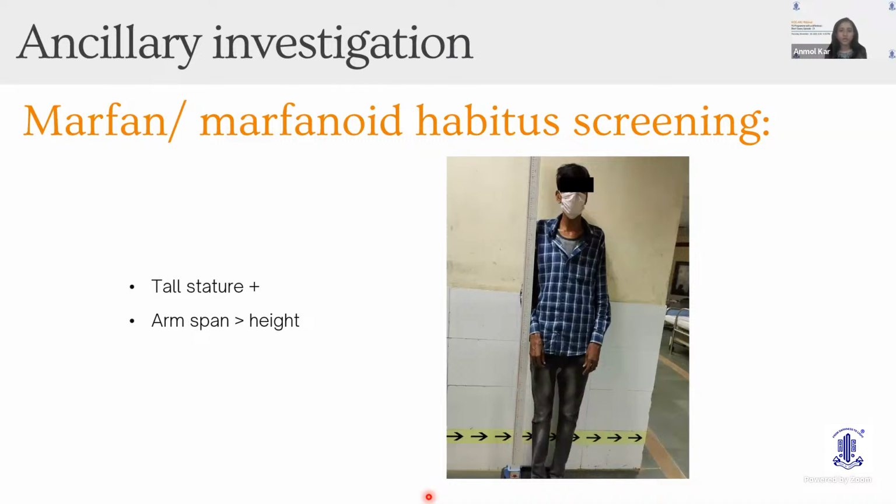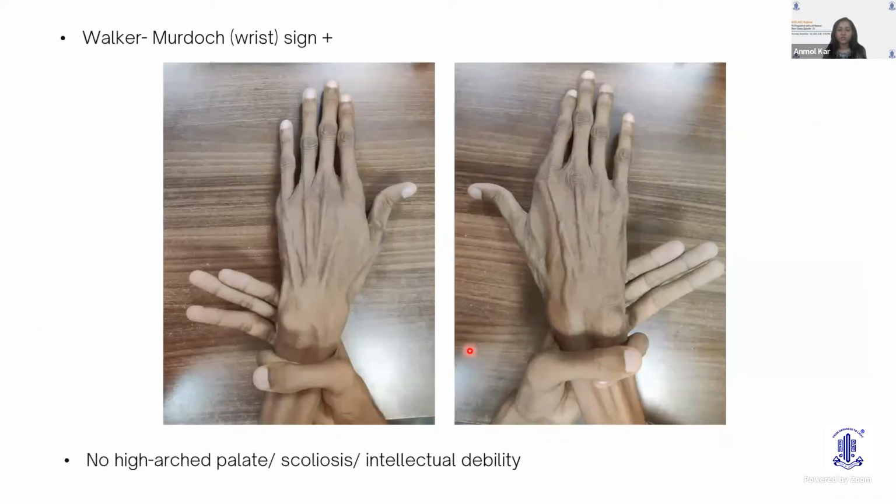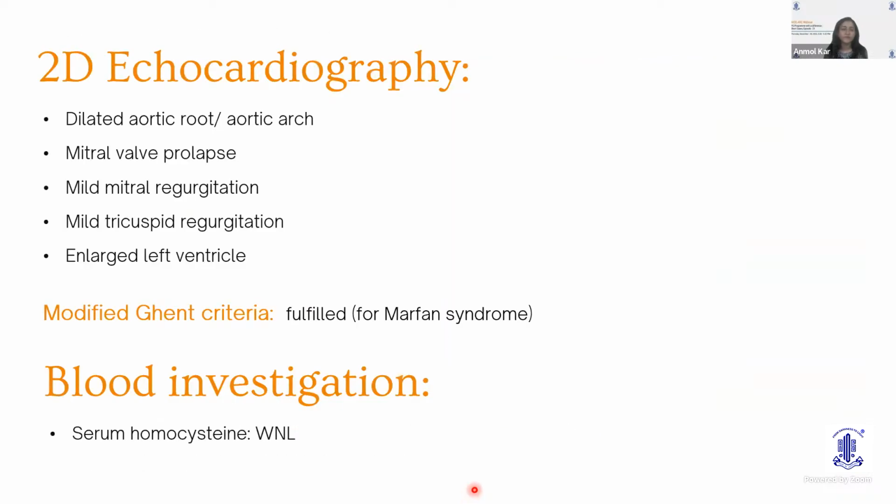So the ancillary investigations were done, like the Marfan or Marfanoid habitus screening, where we found that the patient had tall stature with arm span more than height. Long slender digits were there, showing arachnodactyly. The thumb sign was positive and the wrist sign was also positive. There was no high arched palate or scoliosis or intellectual disability.